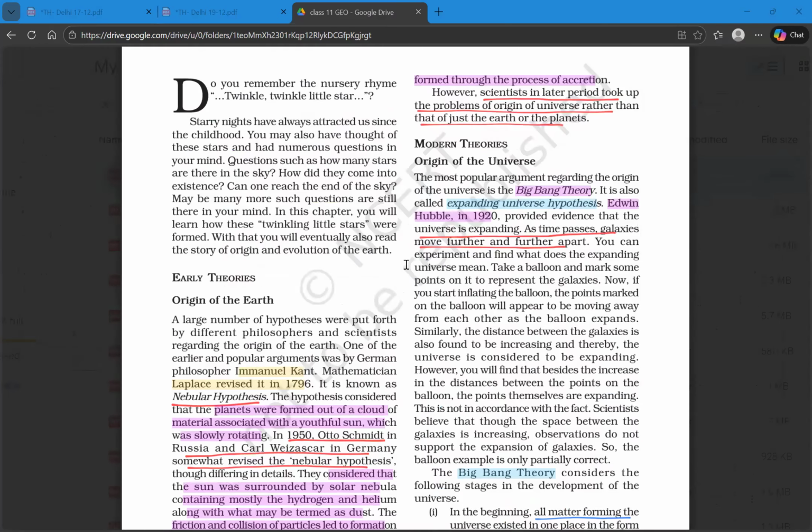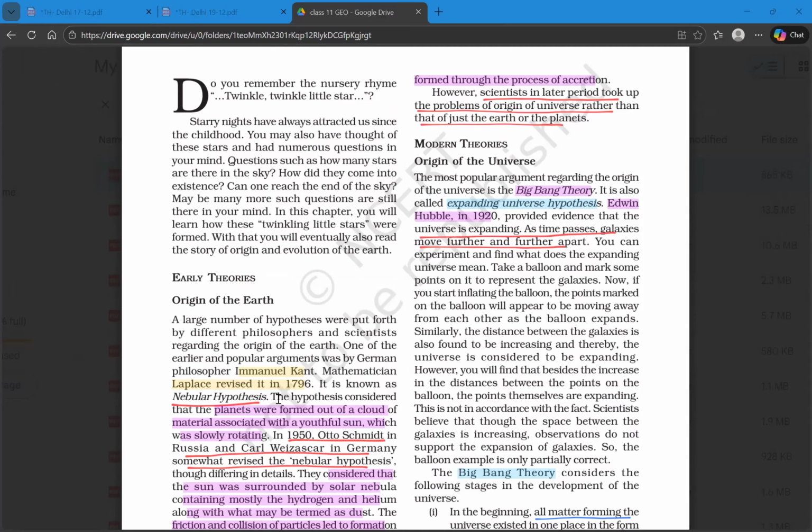So we'll start with origin of the Earth. A number of hypotheses were put forth by different philosophers and scientists regarding the origin of the Earth. One of the earlier and popular arguments was by German philosopher Immanuel Kant. Mathematician Laplace revised it in 1796. So the argument given by Immanuel Kant was revised by mathematician Laplace, and he gave it a name called nebular hypothesis. So the nebular hypothesis was attributed to Laplace, who gave it in 1796.